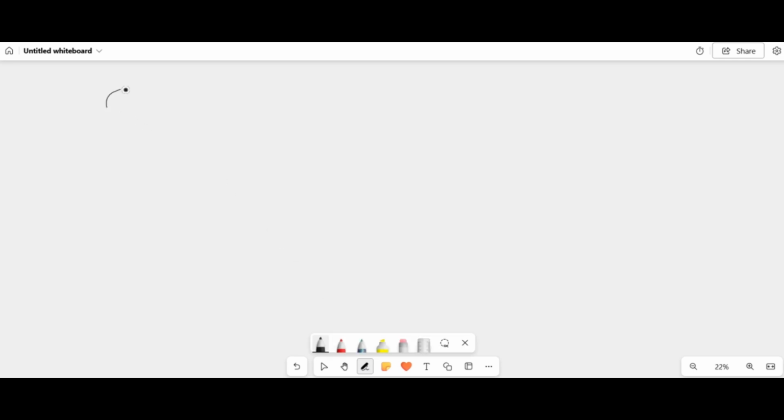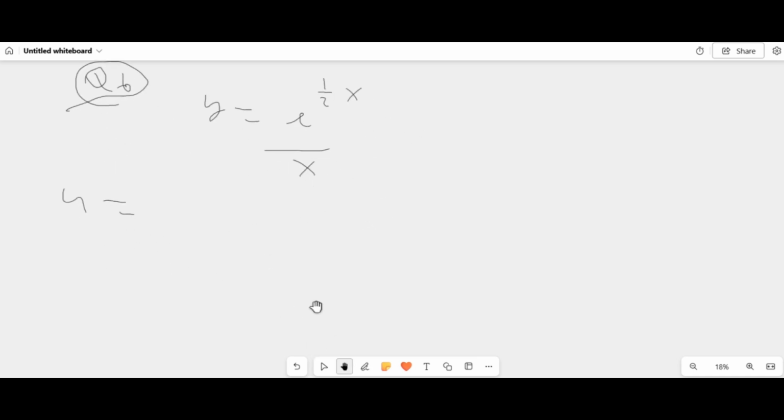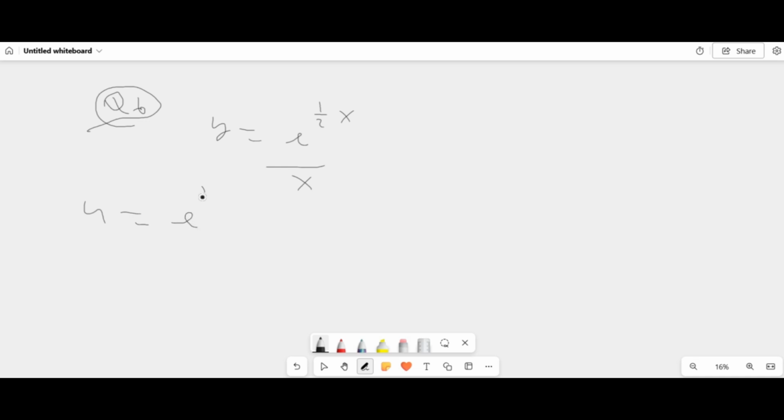And question 6. So y is equal to e to the power of half x, yeah? Over x. So u is going to be equal to the top here. So u is going to be equal to e to the power of half x here. And v is going to be equal to x. Alright, cool. So du here is going to be differentiate that. So bring the half down here. And then here it remains the same.